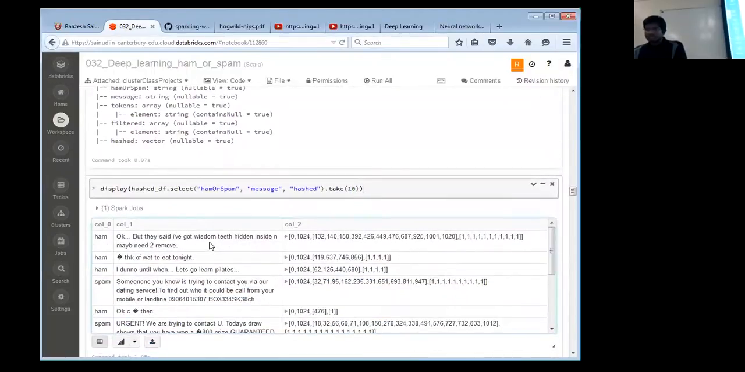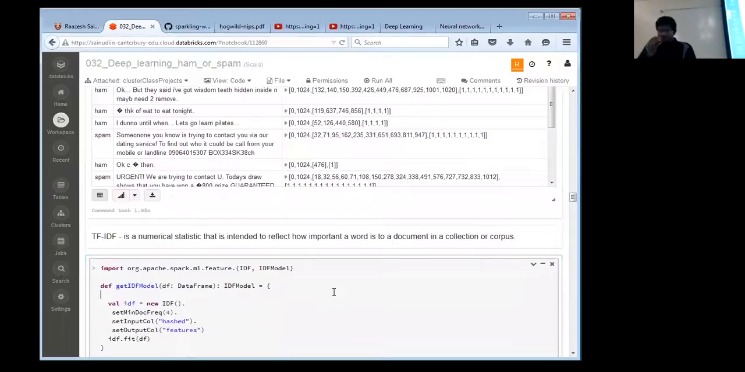So this is the label, this is the message, and this is what our hashed data structure looks like. This is actually nothing but a sparse vector. So 0, 1, 0, 2, 4 is the size of our vector. These are the indices at which there is some value, and the value or the frequency is 1. Okay, so some words.